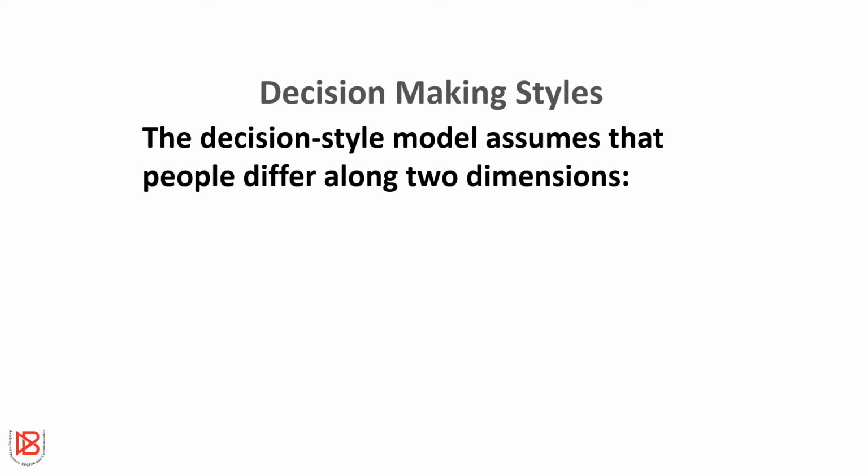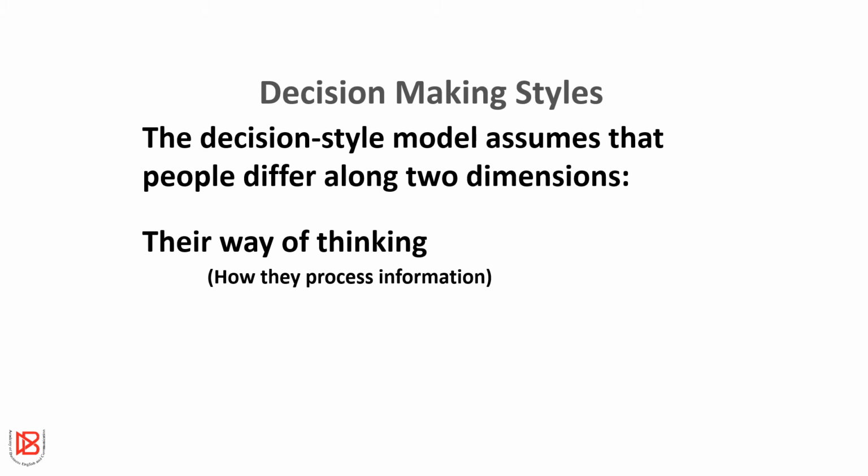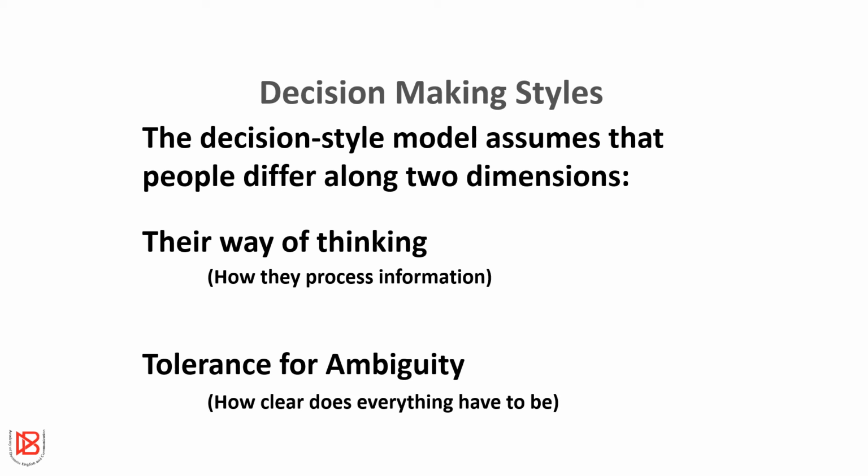So basically, people have two dimensions as far as decision style is concerned. First is the way they think. It's how do they process information? What are we looking at altogether for processing information time and again? And the next is tolerance. Now, tolerance is when the decision that you have taken might not go your way. So, how clear does everything have to be? That is tolerance for ambiguity. So, are you clear with it? Their way of thinking, how do you process the things, and so on and so forth.